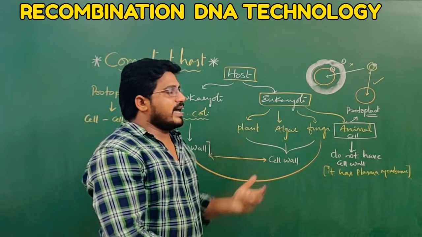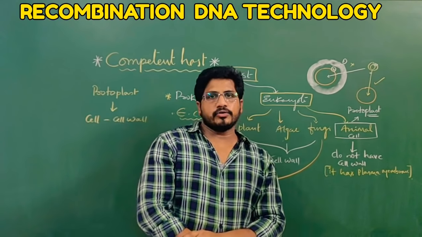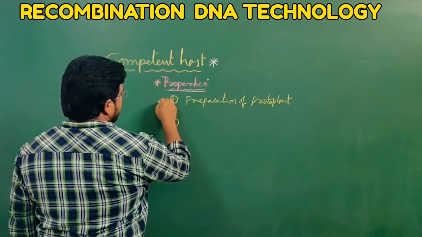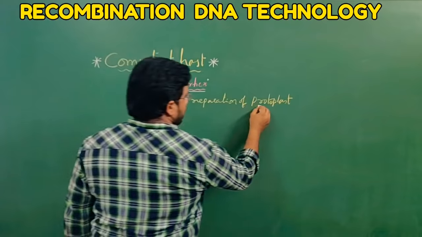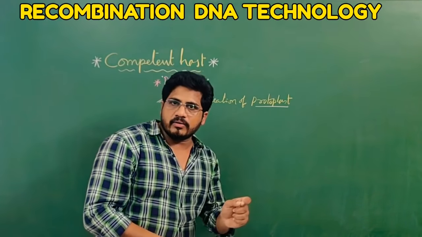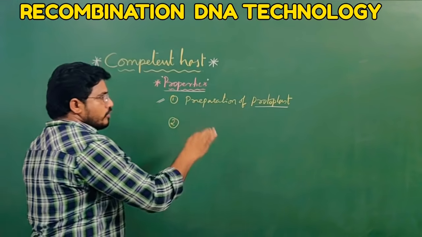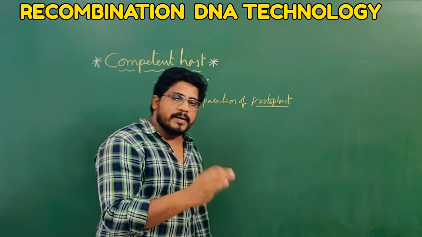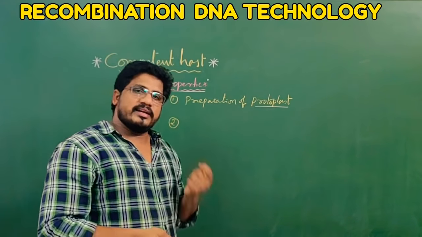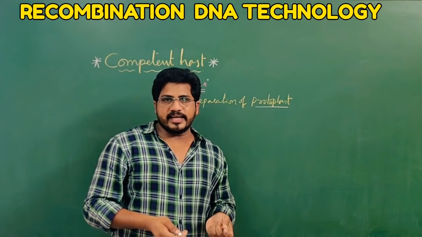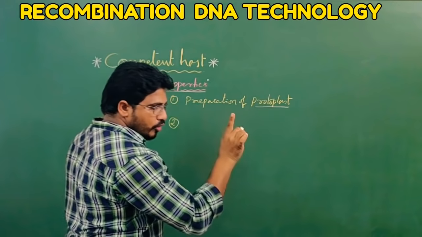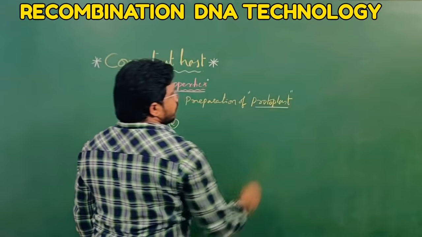Let us see what are the characteristic features of a competent host. The properties of a competent host. The first property we have already seen: a host should give protoplast. In case of the animal cell, we can directly use it as a protoplast as it doesn't have a cell wall. In case the host is bacteria or algae or plant cell or yeast, we have to remove the cell wall and then we can use it. Definitely we can remove the cell wall by using lysing enzymes so that the protoplast will come. So every organism can act as a host because they can provide protoplast.